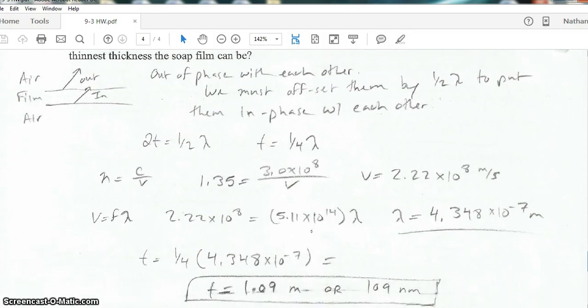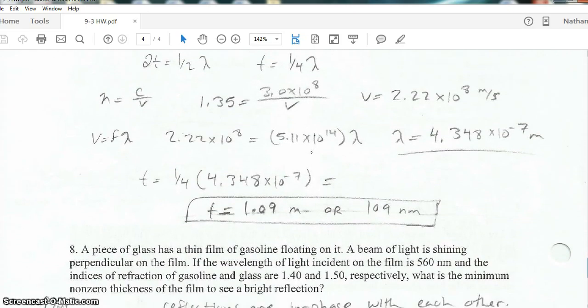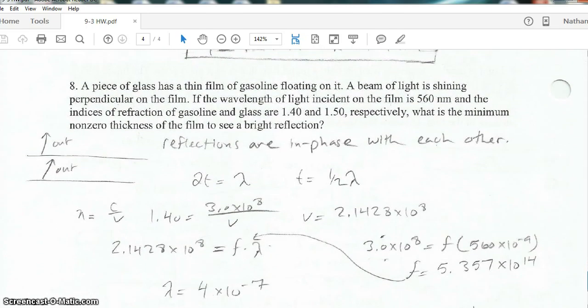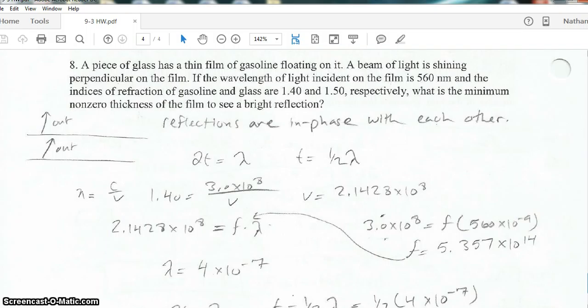So make sure you're comfortable with film like this. Again, feel free to pause the video if you need to stop and replay this at all. But I'm going to continue to scroll on. So question 8, again, same type of thing, right? This time, however, we've got a piece of glass that is covered with a thin layer of gasoline. Probably not the best film, but whatever, it works.